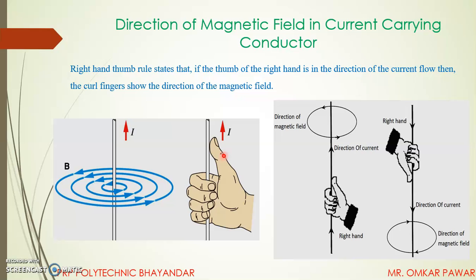Then if we curl our fingers around that conductor, they show the direction of the magnetic field. So in this case, if we put the thumb in the direction of current and curl the fingers around, the fingers denote the direction of the magnetic field. Suppose it is anti-clockwise. If we change the direction of current, suppose it flows in the downward direction, the direction of the magnetic field changes. For downward current the field is clockwise, as in this diagram.